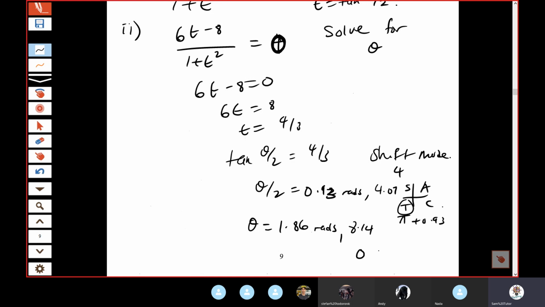But as I said, you're only going up to 2 pi. 2 pi is 6.2, roughly. So 8.14 is too large. The only answer you have is 1.86 rads.